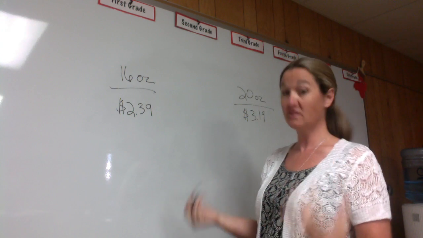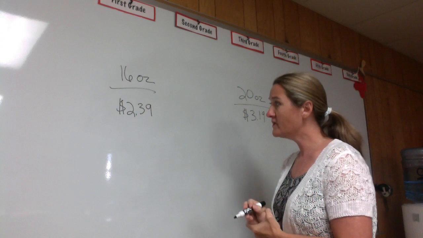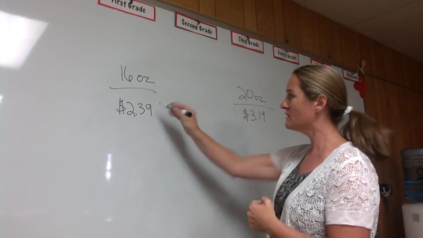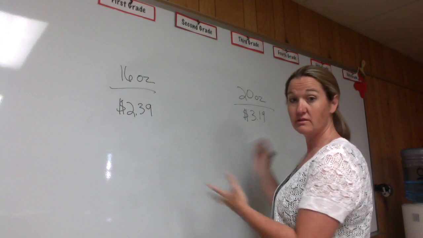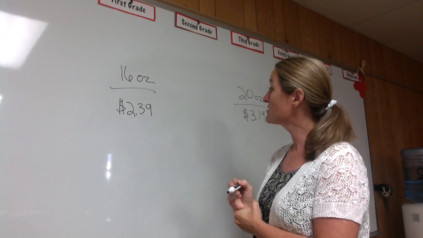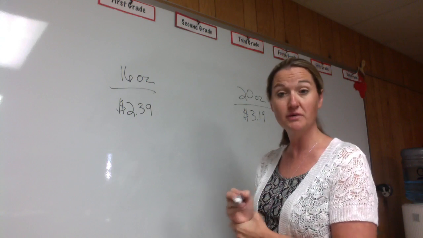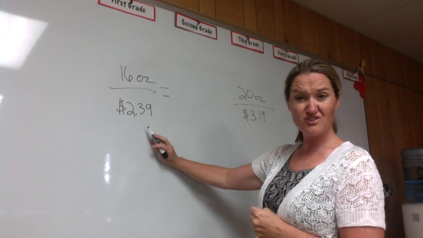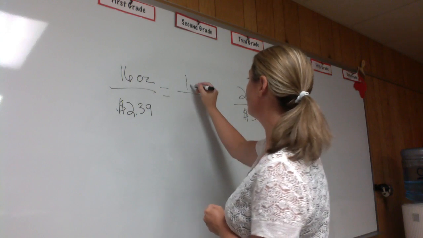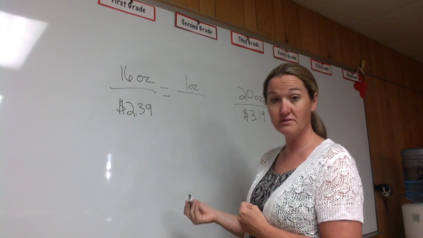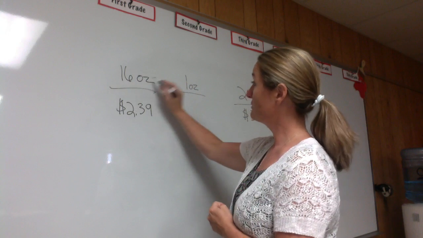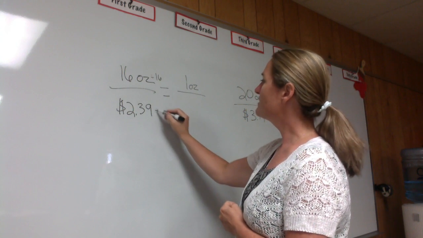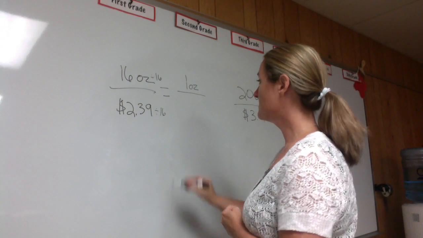If I'm a savvy shopper, I want to be smart and get the most for my money. I want to get the best deal possible. I need to figure out the unit rate: which am I paying less per ounce? Which deal is going to give me the least cost per ounce? So we need to find the unit rate for each one of them. I can get 16 ounces for $2.39. I want to figure out the cost for 1 ounce. I'm going to divide by 16 because it's 16 ounces. That means I've got to divide $2.39 by 16.